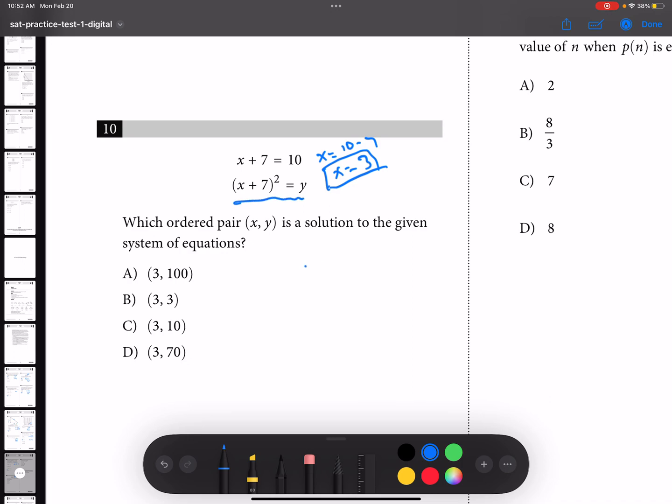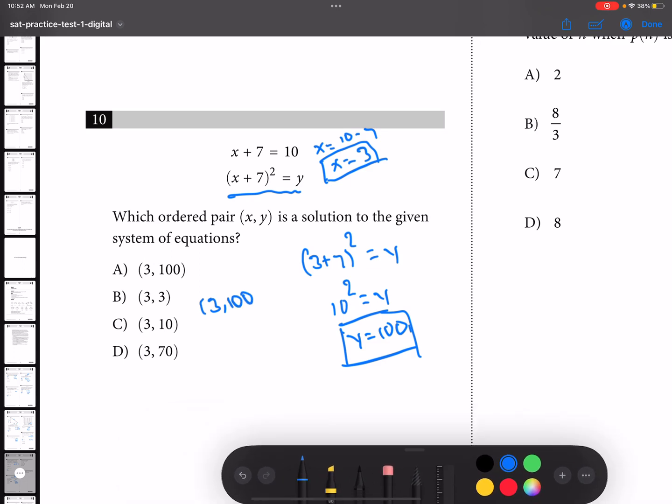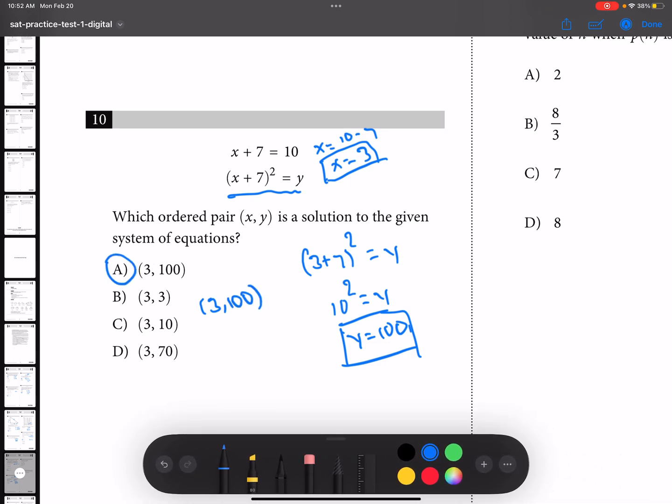Now we already have x, so 3 plus 7 squared is equal to y. That means 10 squared is equal to y, so y is equal to 100. So we have y equal to 100, 3 equal to 3. That means our coordinate is (3, 100), so our answer is A.